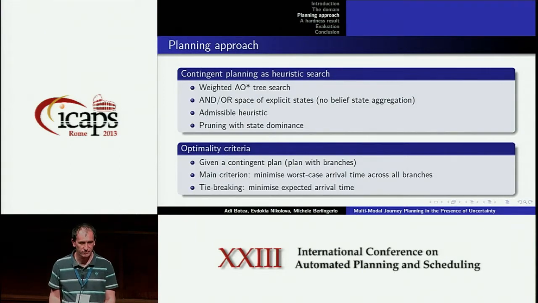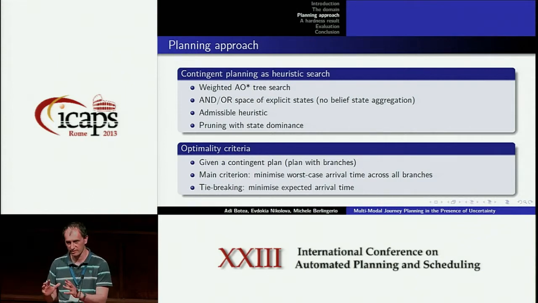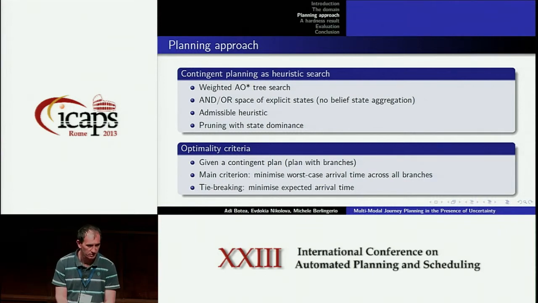Okay, so we have built a state space. Now we have to search through it. The approach is contingent planning as heuristic search. Well, as you saw earlier, by contingent planning, I mean contingent planning with probabilities, because we have probabilities there as well. We implemented a weighted AO star, and we searched that in a tree as opposed to doing that in a graph. And also notice that we don't do belief state aggregation. So the states are represented explicitly, and we search directly into that space.